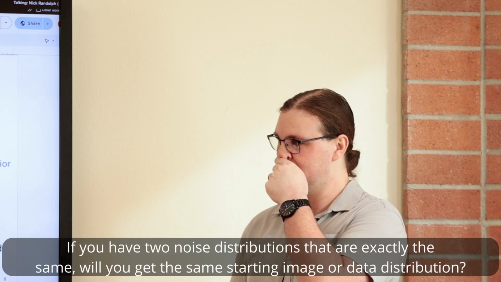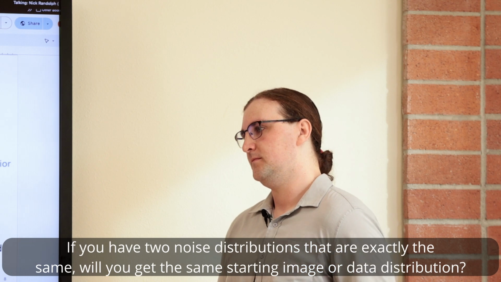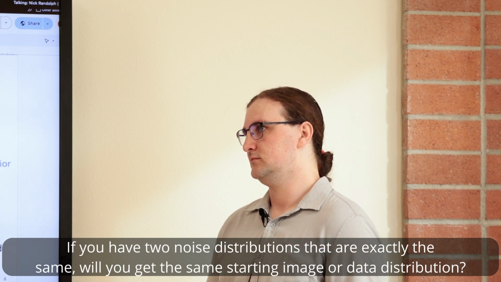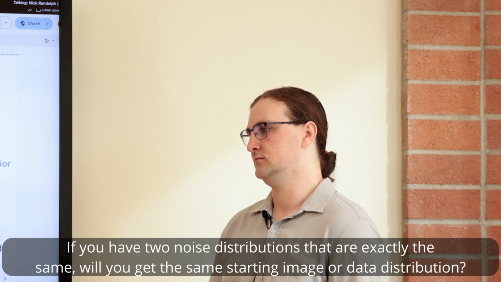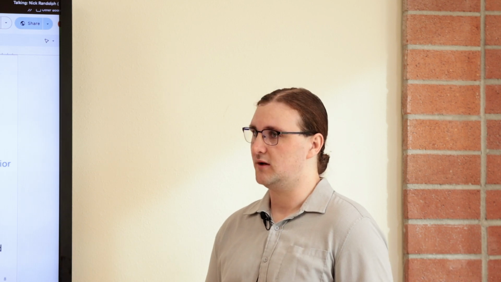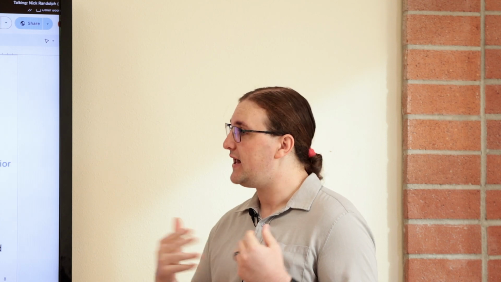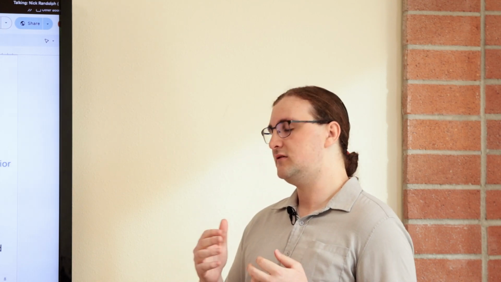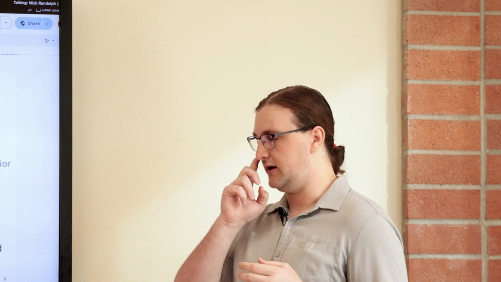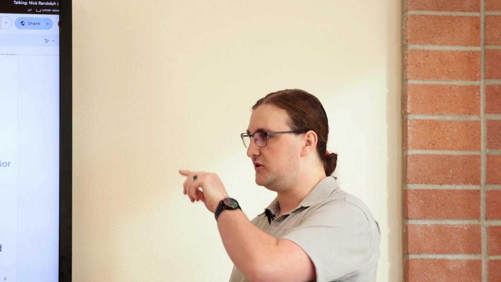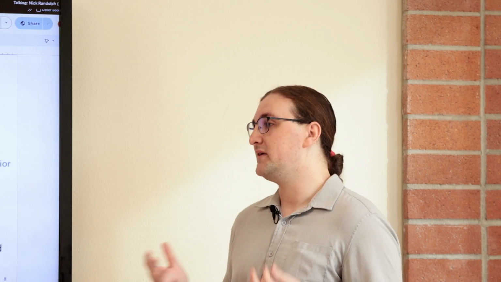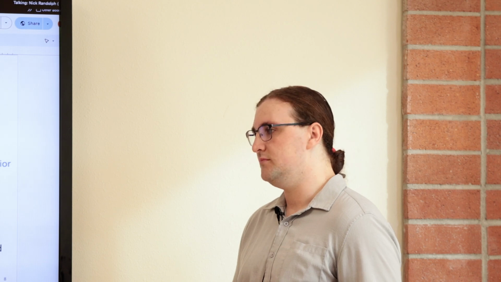Any other questions? So if you have two noise distributions that are exactly the same, will you get the same starting image or data distribution? So it's a stochastic process, so no. During each denoising step, you're also adding a little bit of noise. So this constantly changes the training dynamic. So you'll bounce around while you're denoising, which gives it more diversity, but also may bump you into a different final place. Cool.